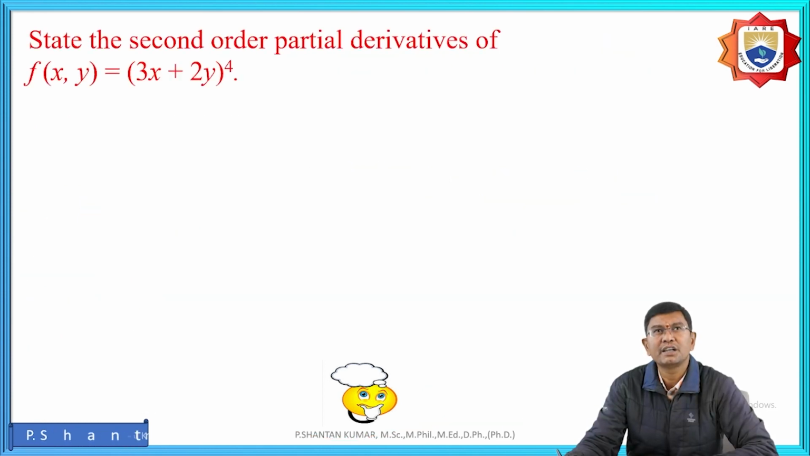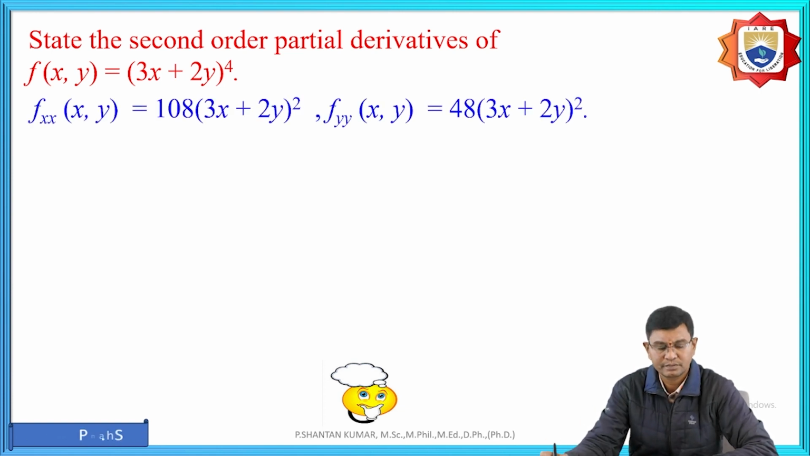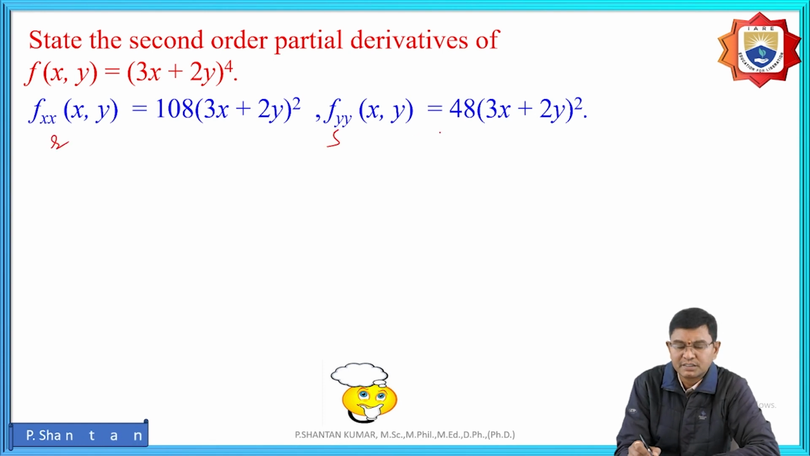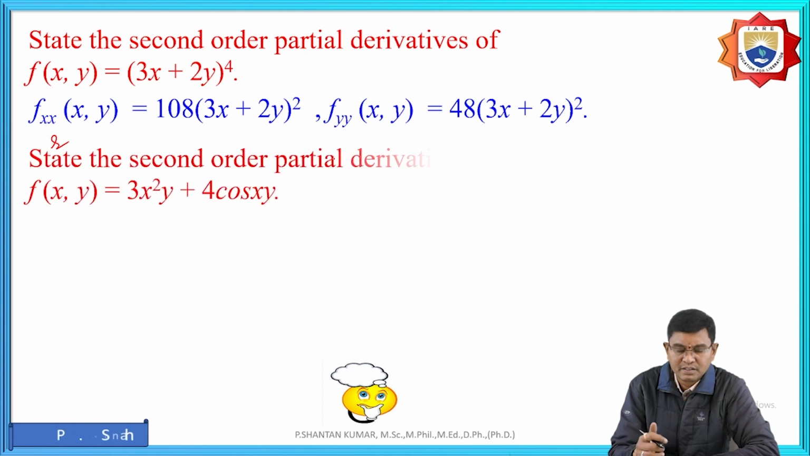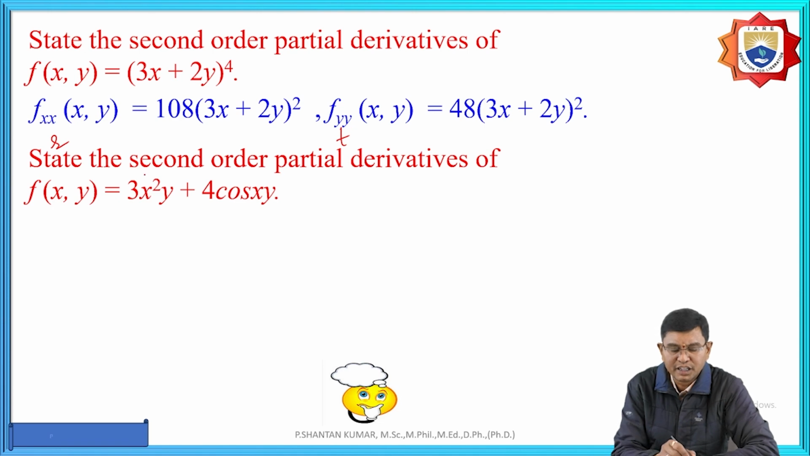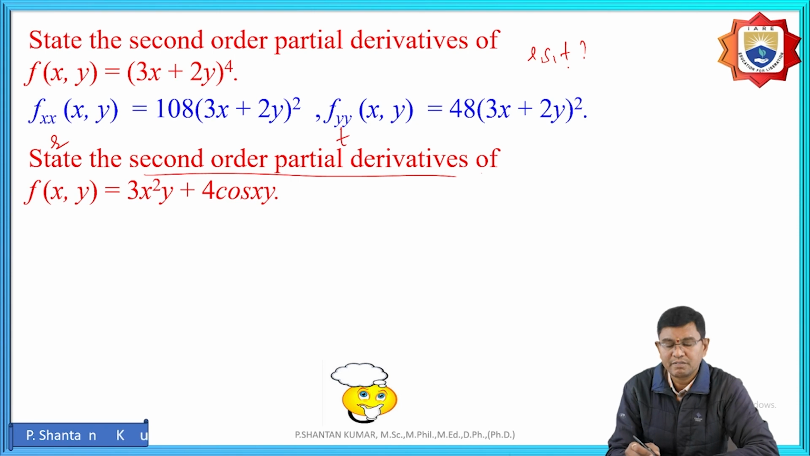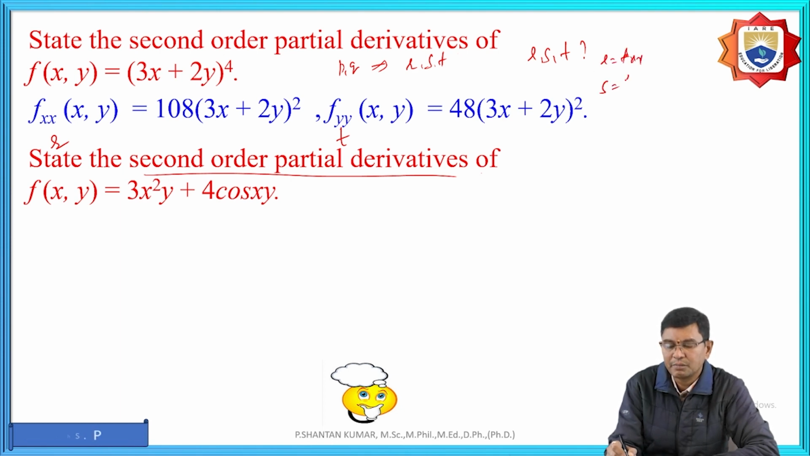State the second order partial derivatives of f of x comma y. That is r, s, t. And we also need to calculate the second order, that means we need to find out r comma s comma t. First of all we need to find out p comma q, and again after that r, s and t. That is the meaning: r is nothing but f xx, s is nothing but f xy, and t is nothing but f yy.